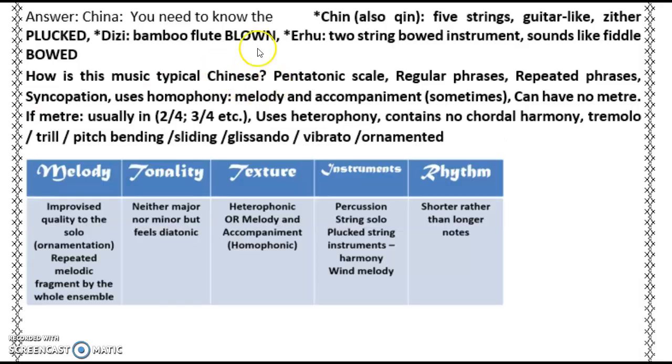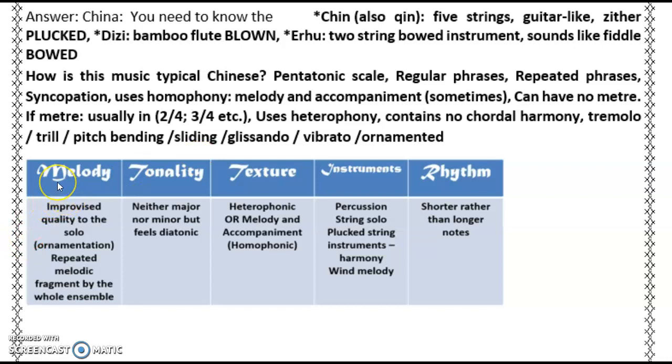Now the instruments that you need to know are the chin, a guitar-like instrument that is plucked, then the dizi, the bamboo flute that is blown into, and the violin-like, fiddle-like erhu that is played with a bow. How is this music typical Chinese? I heard the pentatonic scale there. We heard regular phrases. The phrases were repeated. There was syncopation. In this instance, it was not homophonic. We had heterophonic because they all played the same melody, but at different times. We heard no chordal harmony, and there was a lot of ornamentation.